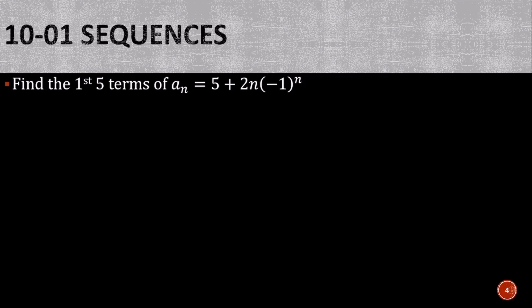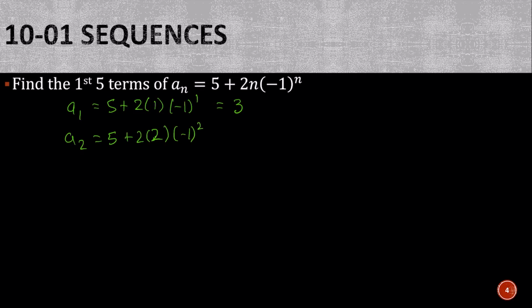Our example, find the first 5 terms of the sequence. And we're going to do that by plugging in different numbers for n. For example, A1 would be when we plug in a 1 for the n. So it would be 5 plus -2 would be 3. A2, plug in a 2 for the n. So the -1 squared becomes +1. We'll end up with 5 plus 4, which is 9.